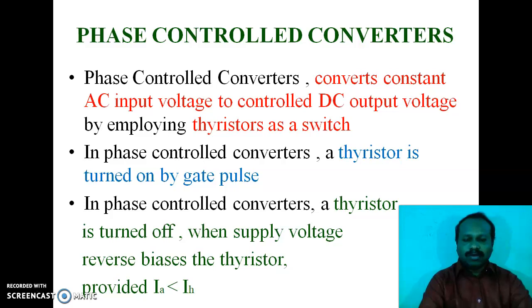the DC output voltage. In phase controlled converters, the thyristors are turned on by the application of the gate pulse. The thyristors are turned off, or commutated. The commutation, also known as turning off of the thyristor, is carried out by the supply voltage when it reverse biases the thyristor, provided the condition that IA is less than IH. IA means anode current, IH means holding current. Whenever the anode current is less than the holding current, only then will the thyristor get reverse biased by the supply voltage.